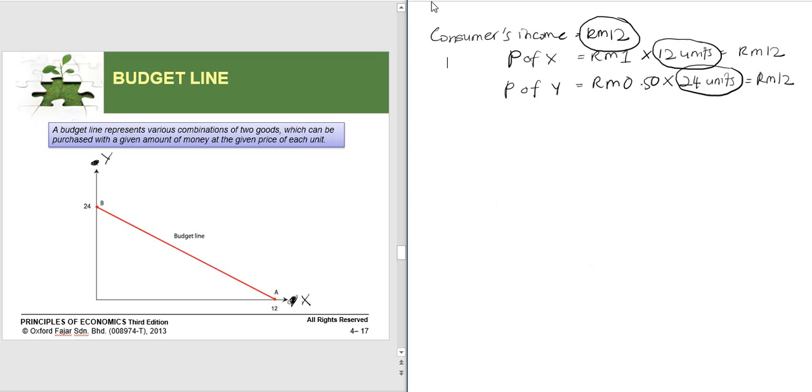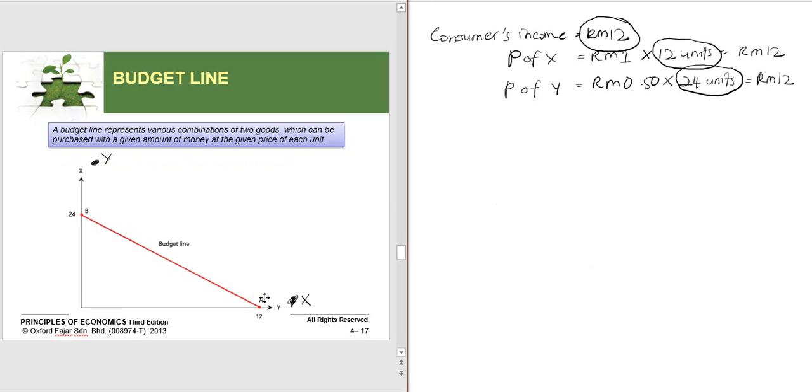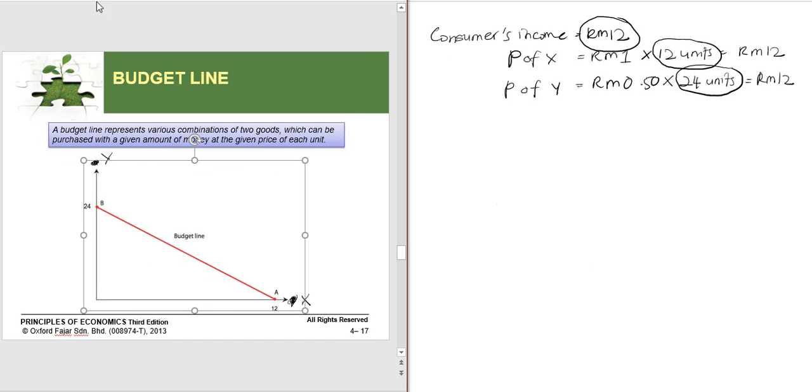So with this information, we can actually construct the budget line. Okay, so you can see here the maximum amount of product X that the consumer can buy is 12, and the maximum amount of product Y that the consumer can buy is 24.